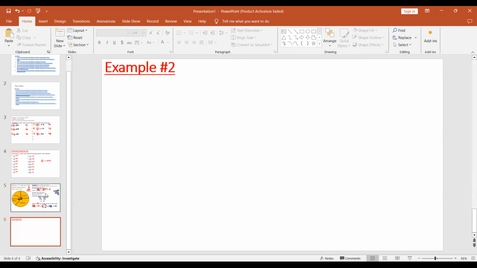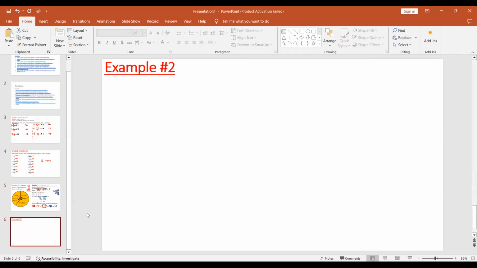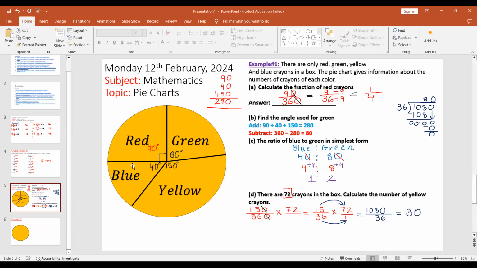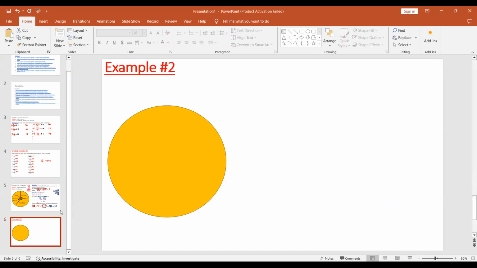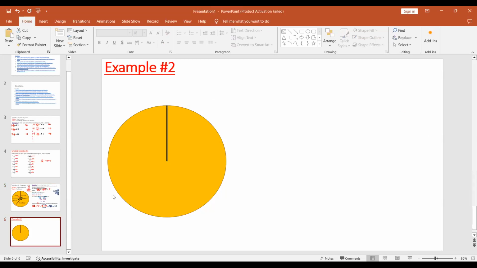Okay, so we're going to draw another diagram, another pie chart, that's the word. Or we could call it a circle graph. It's another name for it.